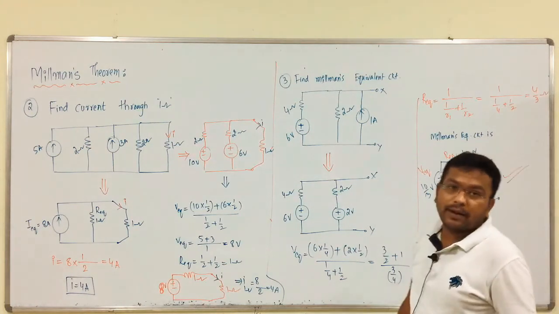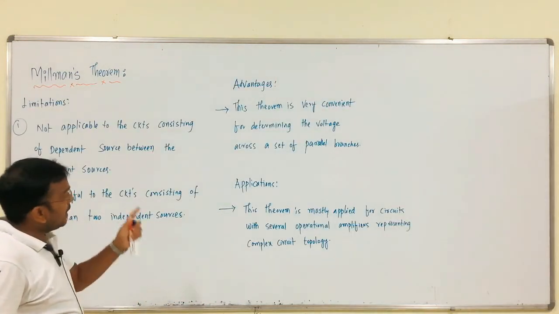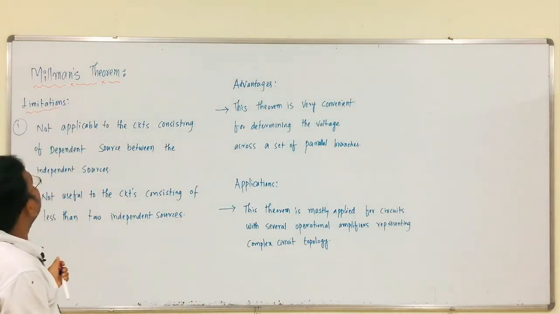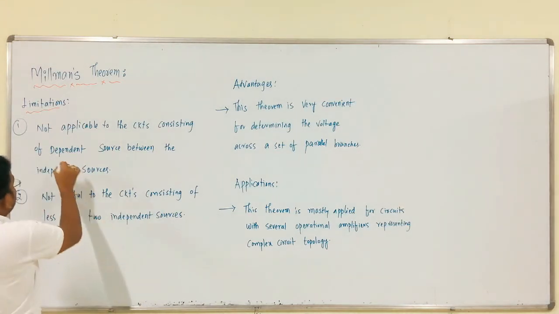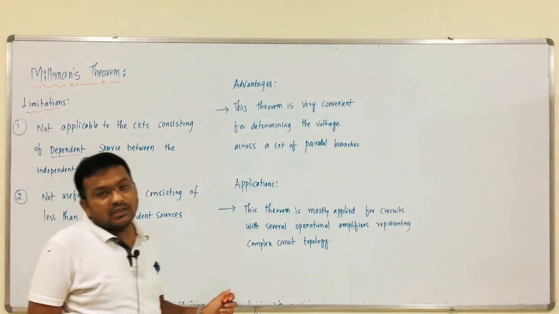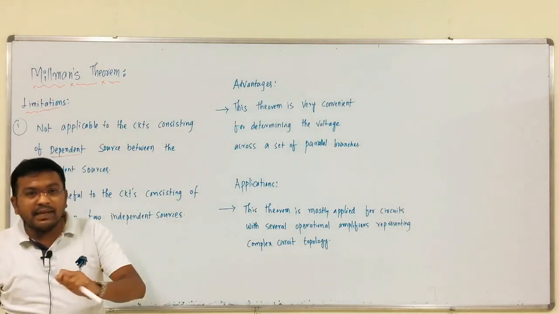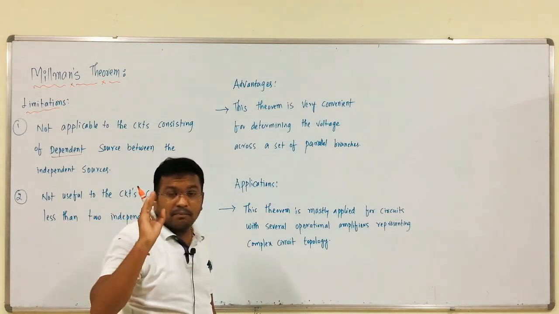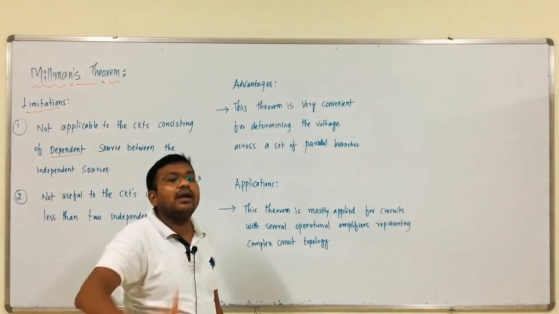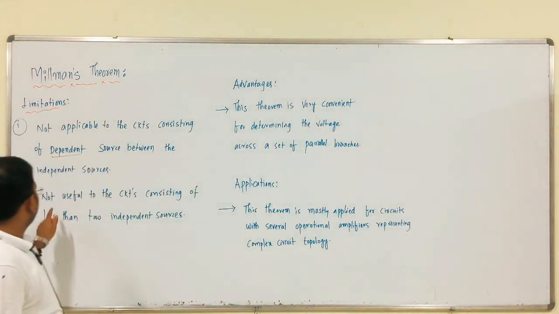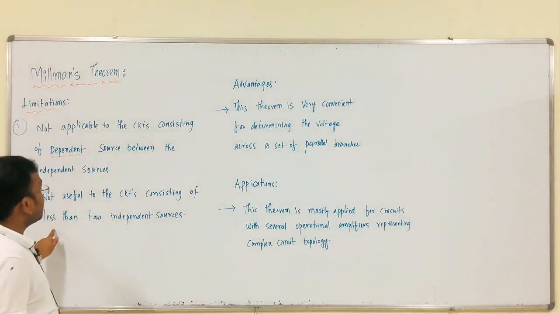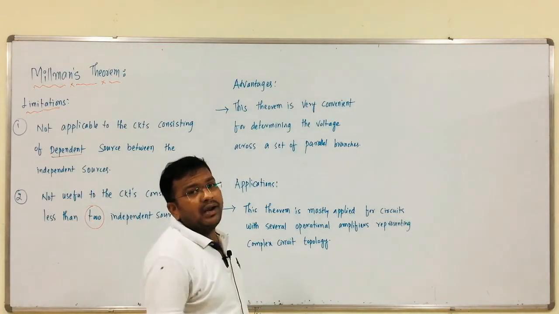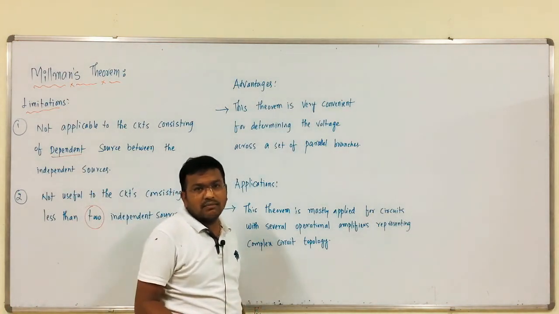The answer is over. Next, we have to discuss some limitations, advantages and applications of Millman's theorem. So, coming to limitations: it is not applicable to circuits consisting of dependent sources along with independent sources. If we have a combination of dependent sources and independent sources, then this theorem is not applicable. This theorem is applicable purely for independent sources. Next, it is not useful for circuits consisting of fewer than 2 independent sources. For example, in a circuit with one independent source, there is no use of Millman's theorem, right.